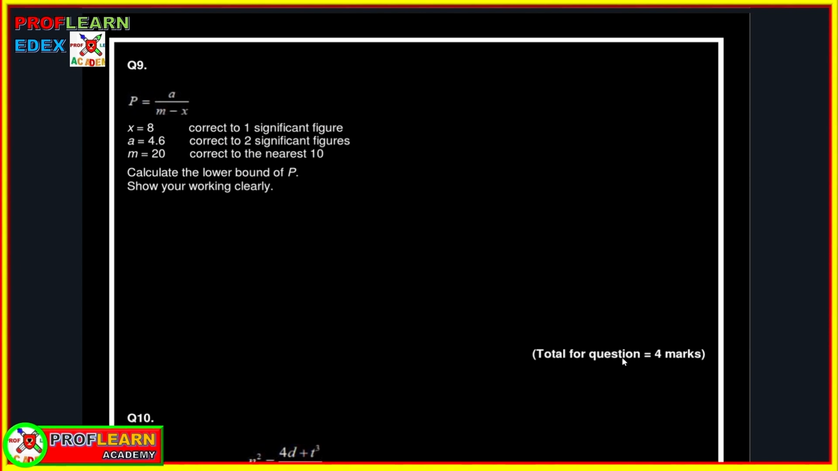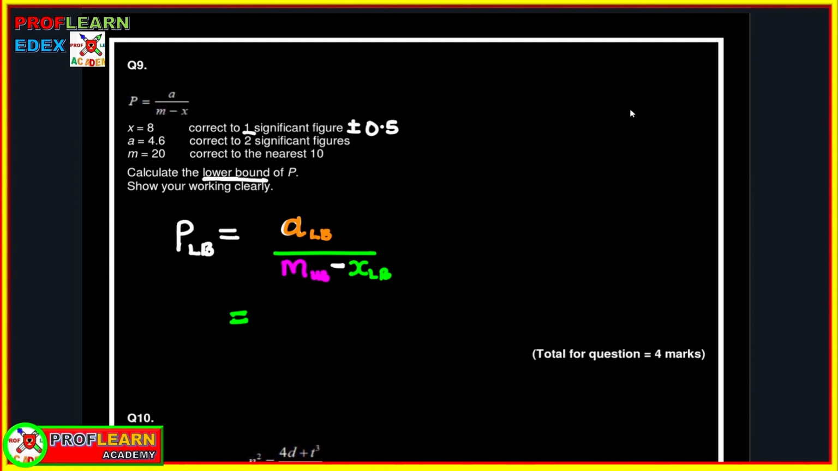If we are finding the lower bound of P, it means we are going to use the lower bound of A divided by the upper bound of M minus the lower bound of X. That is exactly what we're going to do, because we are told 1 significant figure. So the least unit here for X is 1. So 1 divided by 2 is going to be 0.5 to get the absolute error.